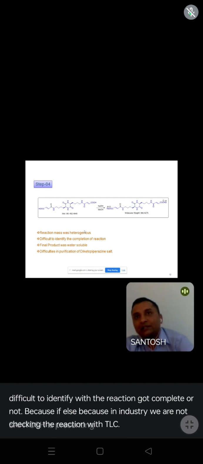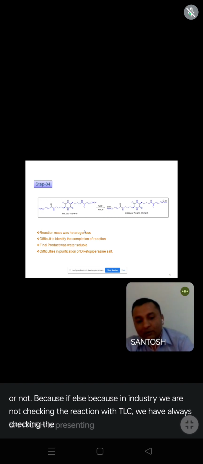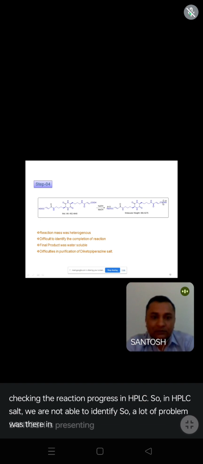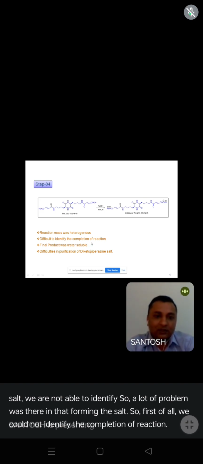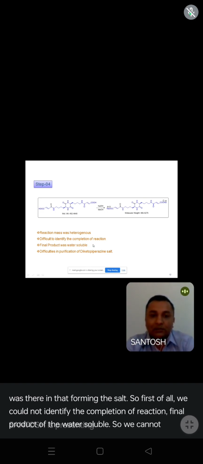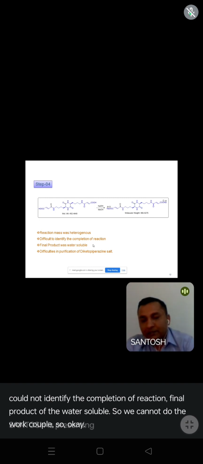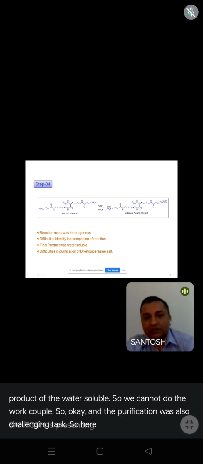We are always checking the reaction progress in HPLC. But in HPLC, we are not able to identify the salt. So a lot of problems were there in forming the salt. First of all, we could not identify the completion of the reaction. The final product is water soluble, so we cannot do the workup either. And the purification was also a challenging task. So here purification was not possible.